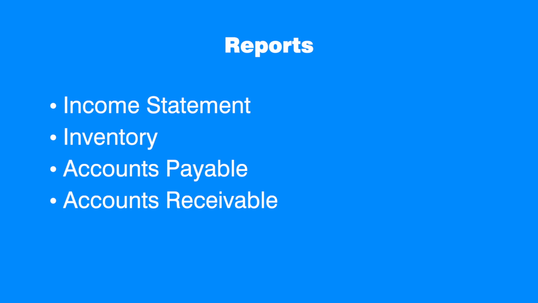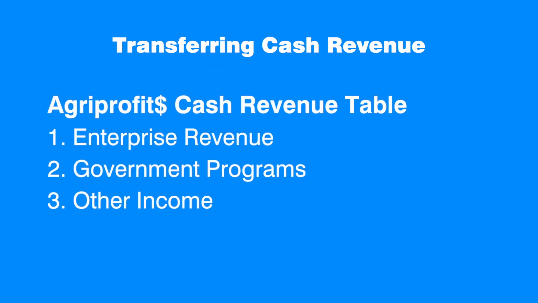Let's see how data from accounting reports can be transferred to AgriProfits. We will start with revenue information using the example of a typical farm income statement. First, it is advisable to familiarize yourself with the AgriProfits data table formats and requirements. In particular, the AgriProfits revenue table is divided into 3 sections: enterprise revenue, government programs, and other income. Data must be entered on a cash basis, not including the goods and services tax, or GST.